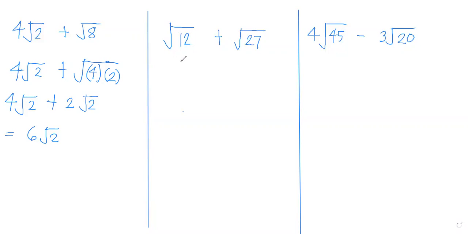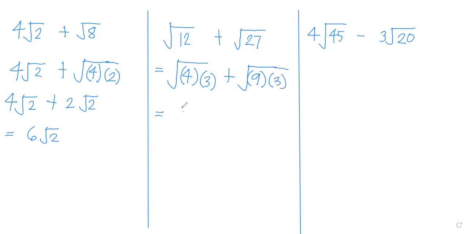As for the second example, again, as we can see at first glance, they don't seem to be similar, but let's try to find out by simplifying both of the radicals. So again, rewrite 12 into 4 and 3. And then rewrite 27 as well into 9 and 3.